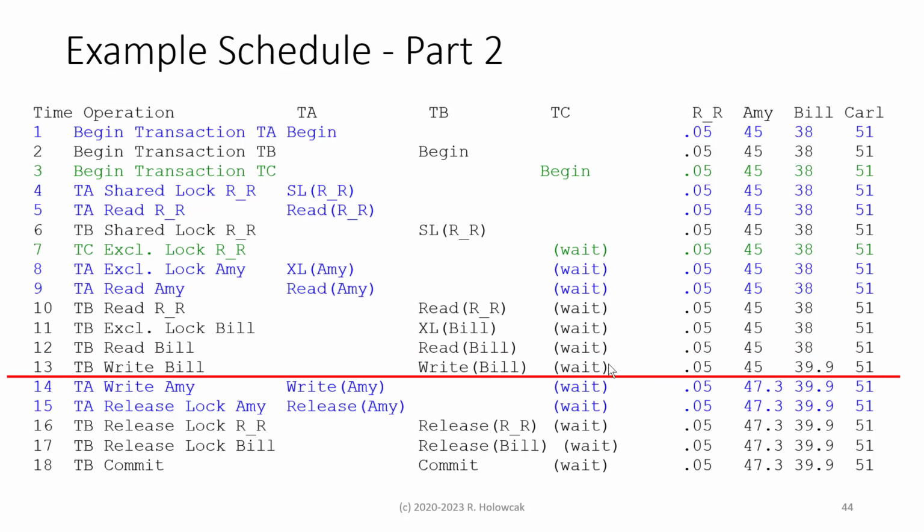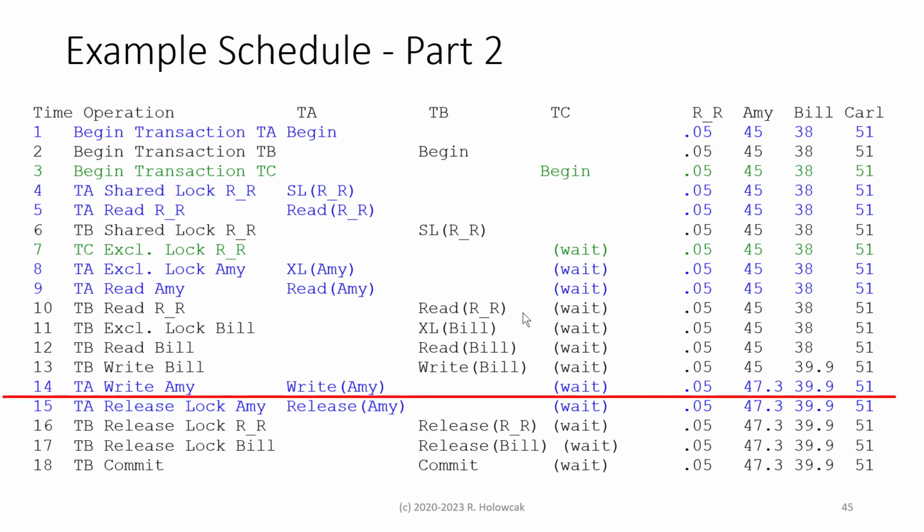So now at step 13, transaction B has written Bill's new salary. That's $38,000 with a 5% raise, which is $39,900. That value is dirty. I didn't actually indicate that here just to keep the presentation a little bit cleaner, but that value will be dirty for now. Going back to transaction A, it is allowed to write Amy's salary. It already has the exclusive lock. It did the math, 5% raise, $47,300.